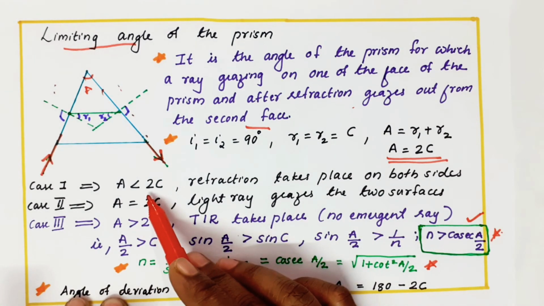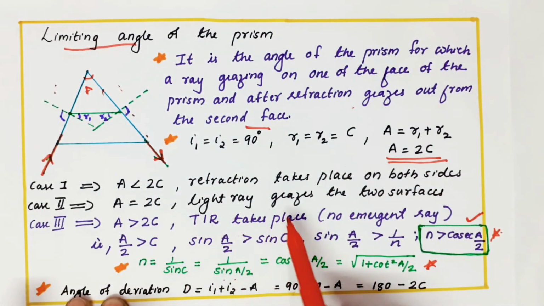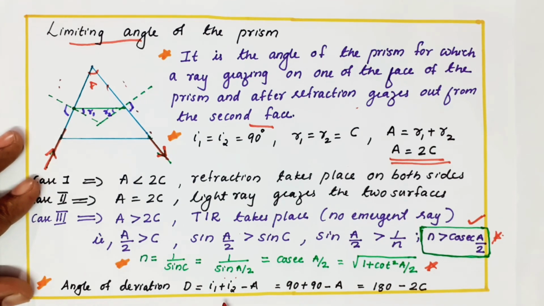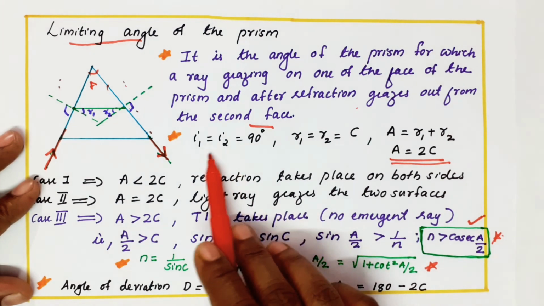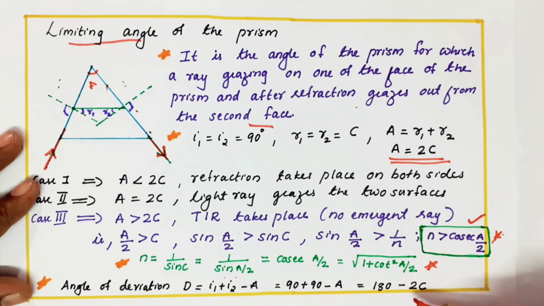If A is lesser than 2C, refraction takes place, it means it won't graze. If A equals 2C, it will graze. But if it is greater than 2C, there will not be any emergent ray. It will be total internal reflection. Then I can find the angle of deviation in this case. What should be the angle of deviation? D equals I1 plus I2 minus A. What are I1 and I2? Both are 90. 90 plus 90, that is 180. 180 minus A, that is 180 minus 2C is the equation for deviation.